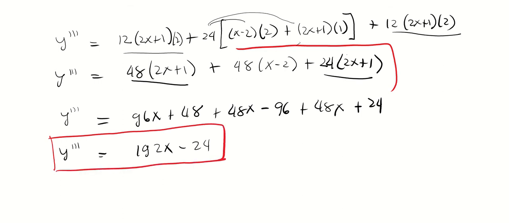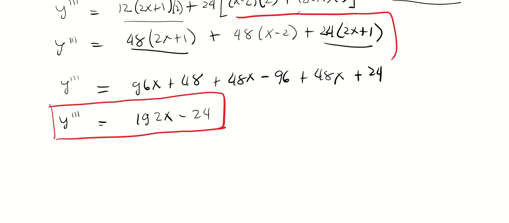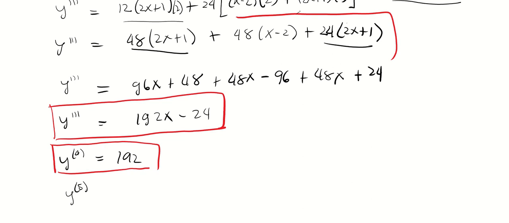Then for the fourth order, y to the fourth. What's the derivative of 192x minus 24? What's the derivative of 192x? It's just 192. Minus the derivative of 24, that's equal to 0. So this is already our fourth order derivative. And for the fifth order derivative, it's the derivative of 192, or the derivative of a constant, which is 0. So that will be the fifth order.